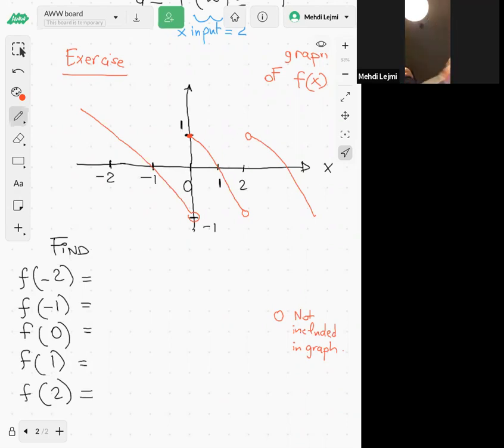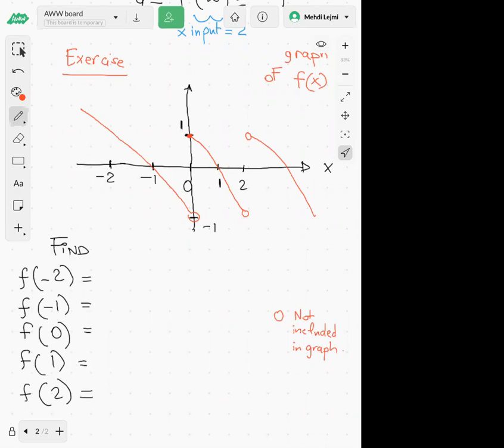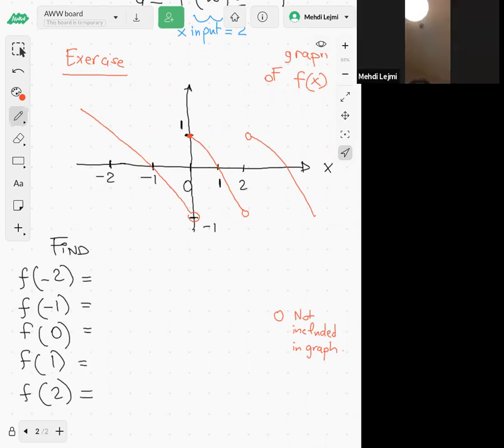Yes. Yeah, the f of 1 is 0. Everything else is correct. Lorden, let's see. f of 0, you're saying is 0. Oh yeah, f of 0 is 1. Yes. Okay, you correct your answer. Yes, absolutely. Correct.